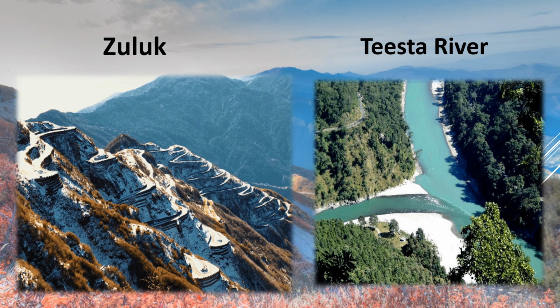Zuluk is a small hamlet in East Sikkim and is fast emerging as a new tourist destination. It derives its importance due to the excellent view of the eastern Himalayan mountain range, including the Kanchenjunga. Teesta River. It's one of the largest tributaries of the River Brahmaputra, which is often called the lifeline of Northeast India. River rafting is one of the most famous attractions of this river.